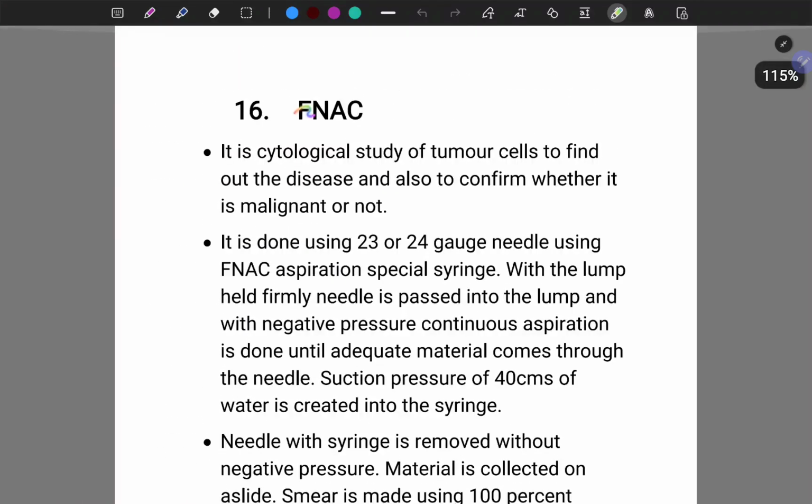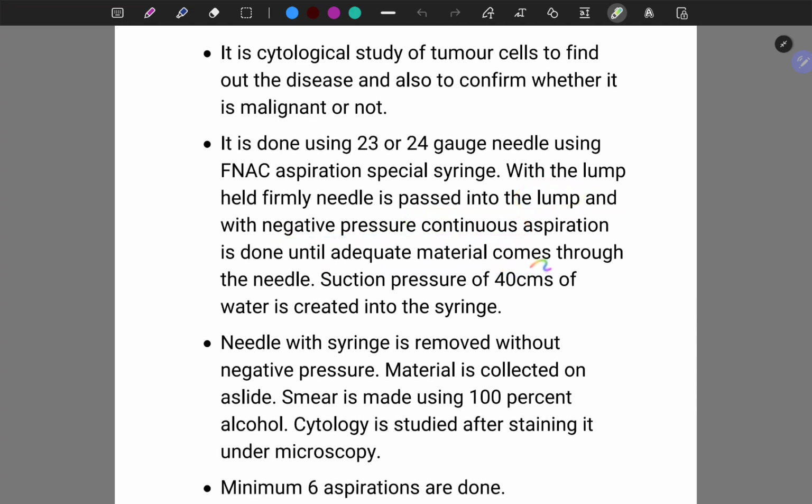With respect to the FNAC, it is a cytological study of the tumor cells to find out the disease and also to confirm whether it is malignant or not. We can use a 23 or 24 gauge needle with the lump held firmly. The needle is passed into the lump and with negative pressure, continuous aspiration is done. Suction pressure of 40 cm of water is created in the syringe.